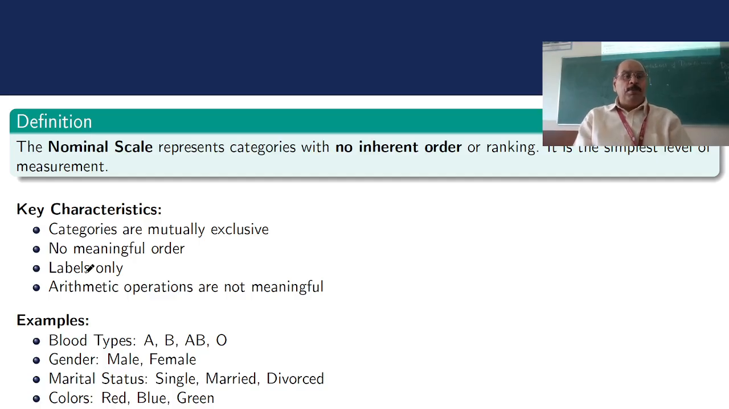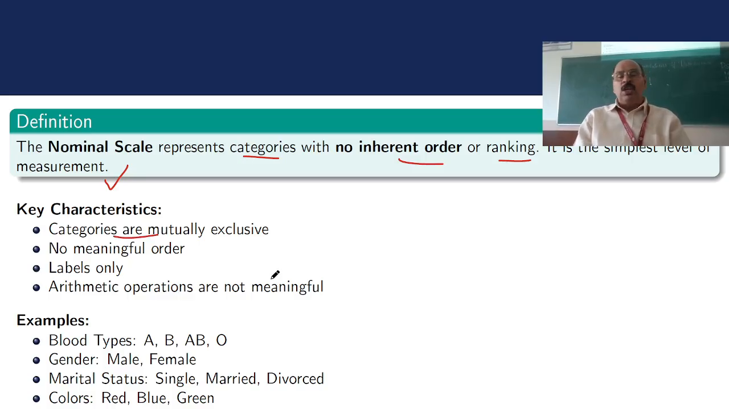So what is meant by nominal scale? Nominal scale usually represents categories with no inherent order or ranking. It's the simplest level of measurement. So with nominal scale, you're giving categorical data directly. The categories are mutually exclusive.